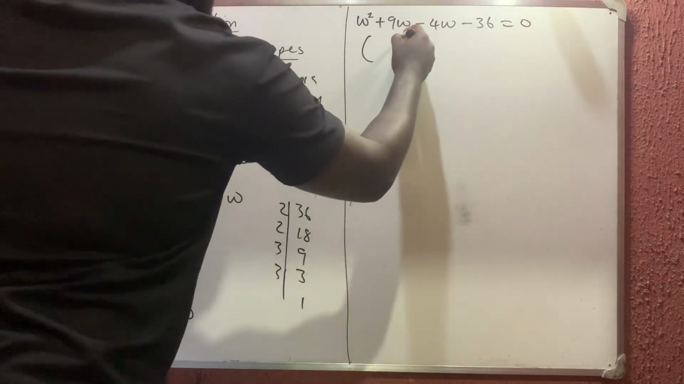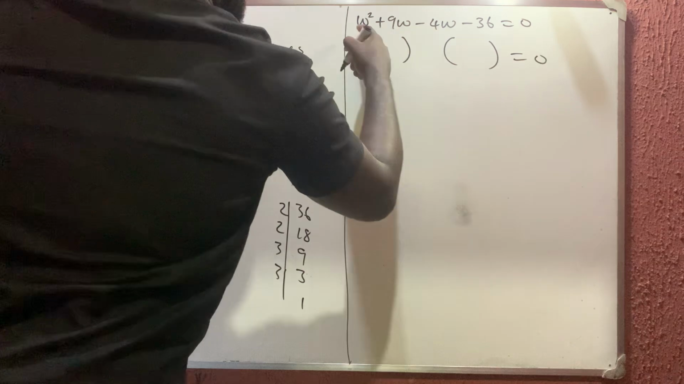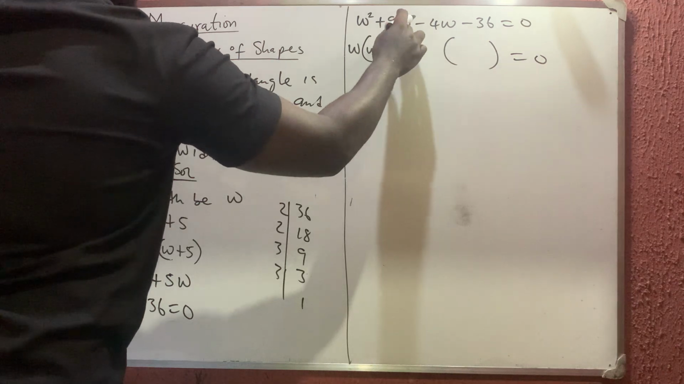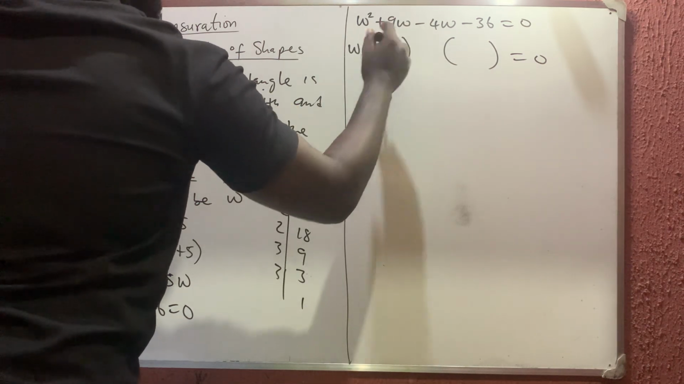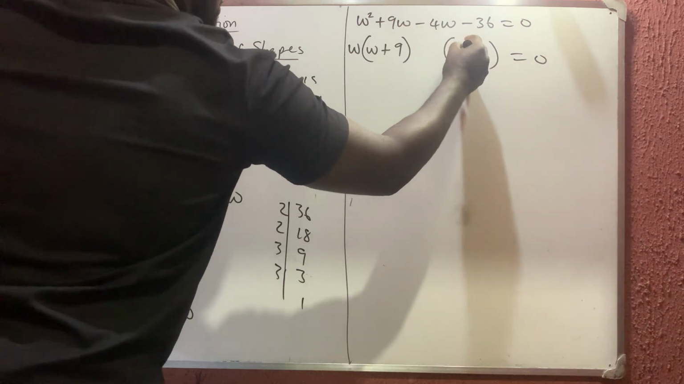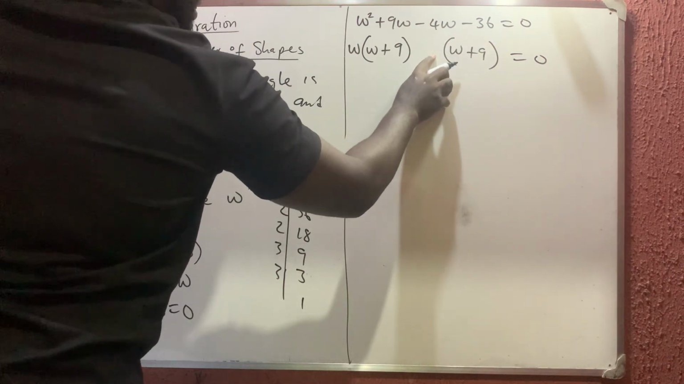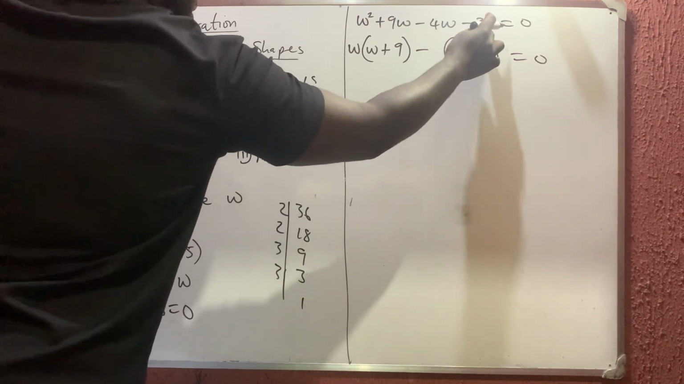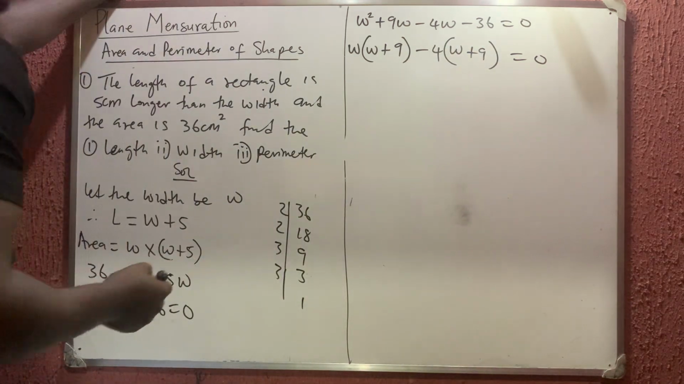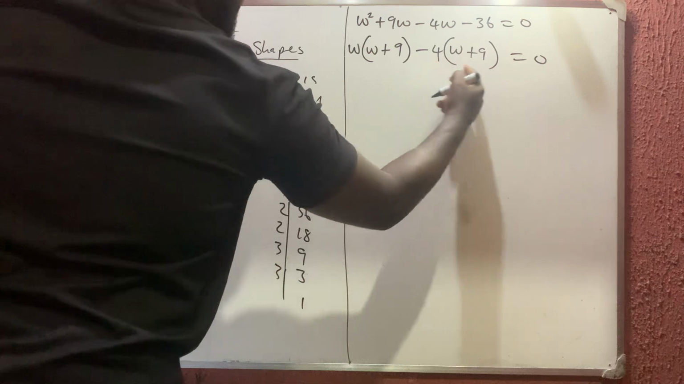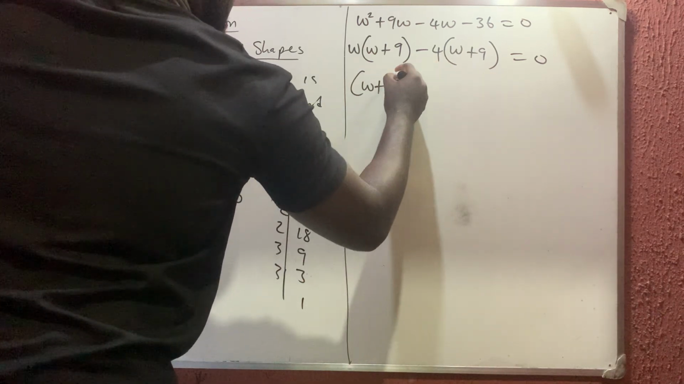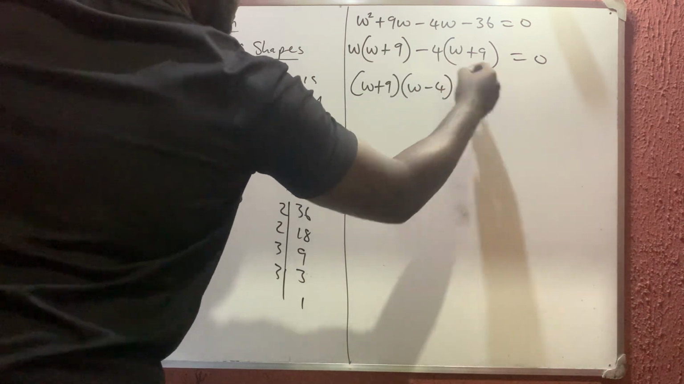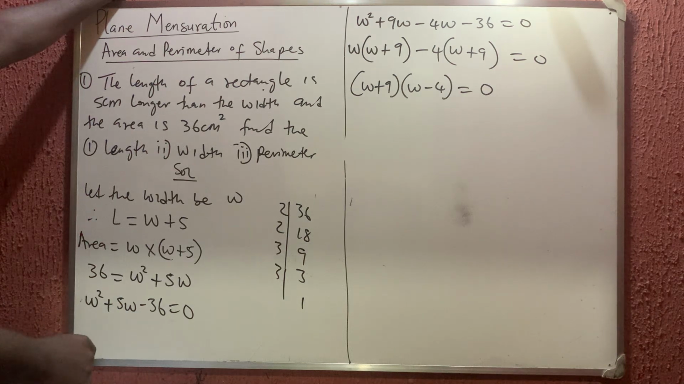So let us now factorize. What is common here is W. W squared divided by W gives W, plus 9W divided by W gives 9. So whatever is here must be here, W plus 9. For the other line, just say the last term divided by the last term: plus and minus is minus, and 36 divided by 9 gives us 4. So what is common between this line and this line is W plus 9, and what we have remaining is W minus 4, equal to 0. So what do we have finally?